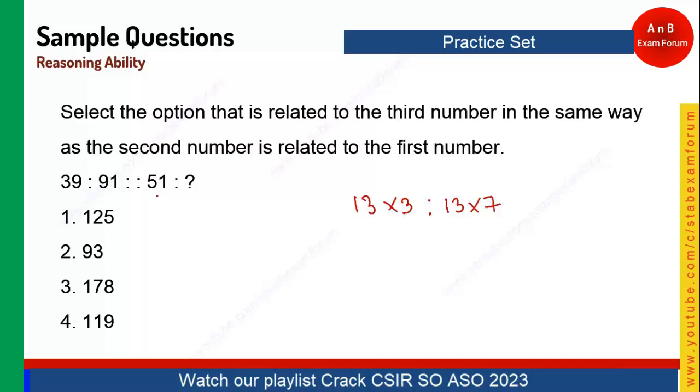So let's go with the next, 14, 15, 16, 17. Yes, with 17, if we multiply by 3, we get 51. In a similar way, if we multiply 17 with 7, what do we get? 17 into 7 is what? 119. And option number 4 is there. So option 4 is the correct answer. Okay, shall we move to the next question?